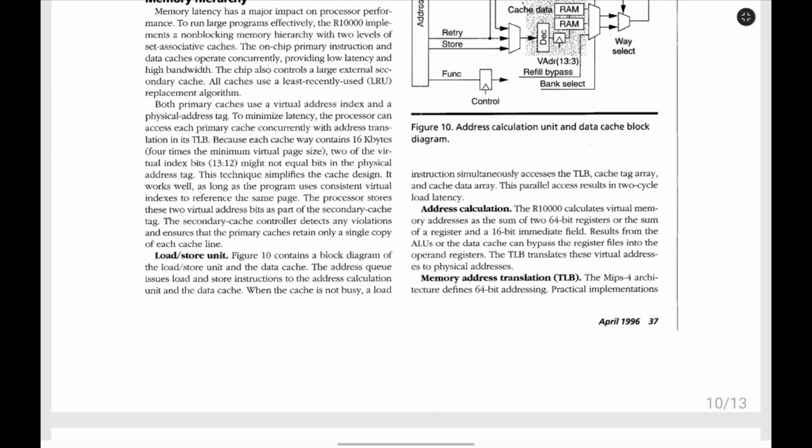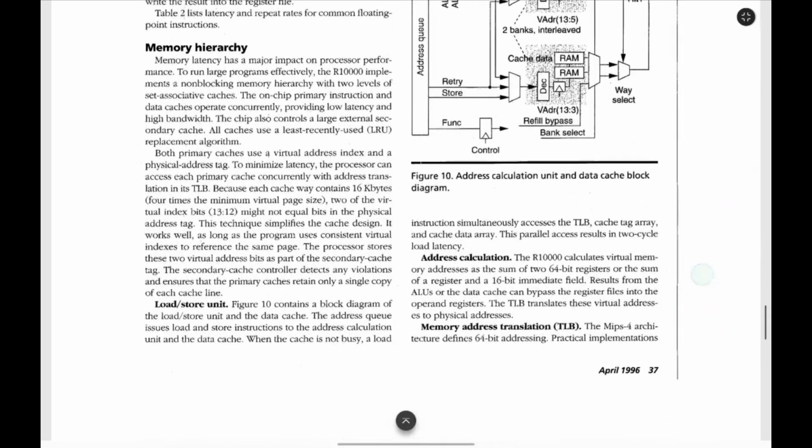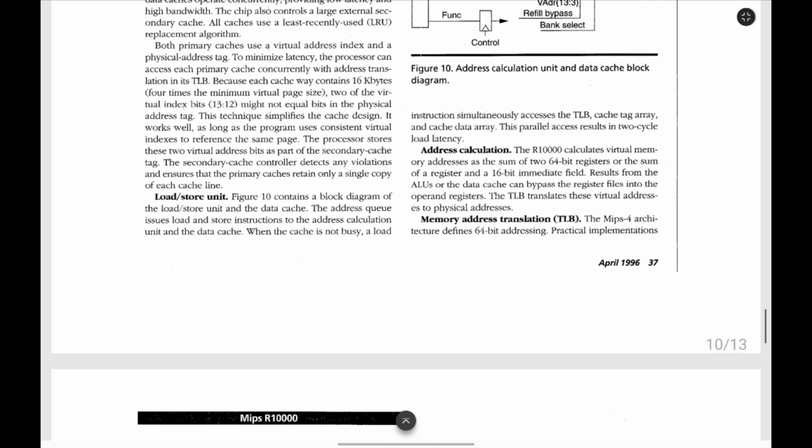The load store unit. Figure 10 contains a block diagram of the load store unit and data cache. The address queue issues load and store instructions to the address calculation unit and data cache. When caches are not busy, a load instruction simultaneously accesses the TLB, cache data tag array, and cache data array. These parallel accesses result in a two-cycle load latency.